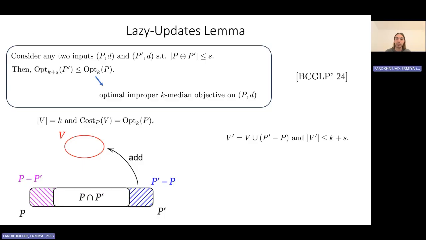And now, since we have inserted all of the points that are inside P prime but not inside P into the solution V, it means that none of these points incur any new cost to the objective function. So the cost of V prime on the new space P prime is at most the cost of V on the space P. So this shows the lazy update lemma.